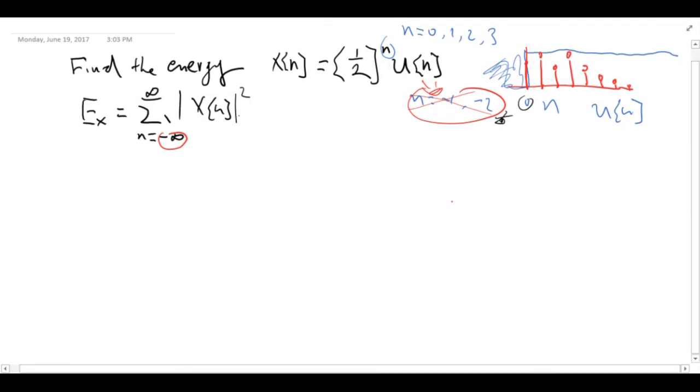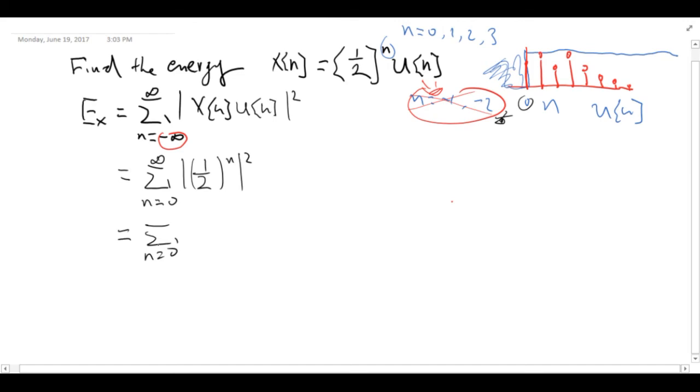I'm sorry about that, I missed a u[n] here. It's supposed to be u[n]. Now, because n doesn't exist when n is less than 0, we can rewrite it as the summation from n equals 0 to infinity of (1/2)^(2n). When n is equal to 0, whatever to the power 0 equals 1.